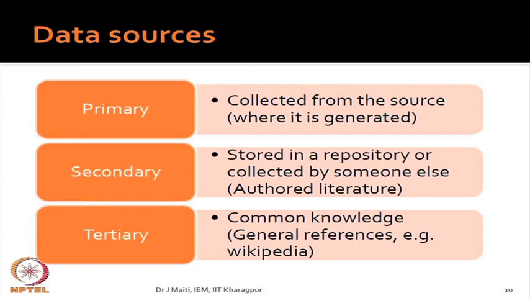Then tertiary data, which is basically common knowledge type of things. Okay, suppose in Wikipedia you will find many things. Actually, in terms of modeling, when you start with a subject area and your knowledge is not that clear, you start with the tertiary sources, and then slowly you go to secondary sources, and then finally when you do the actual work, you may go for the primary data sources.